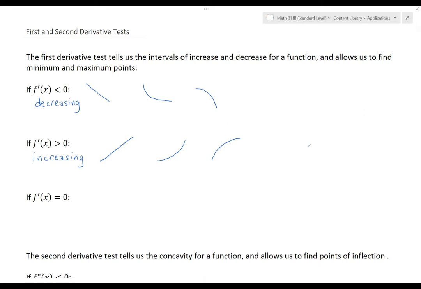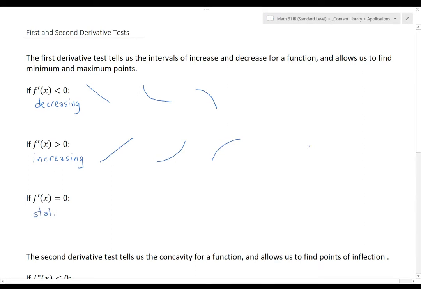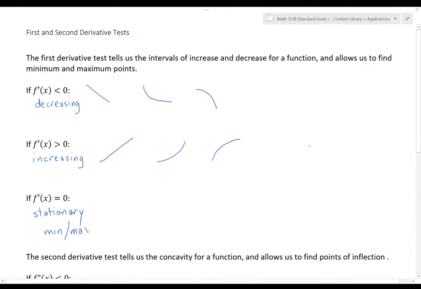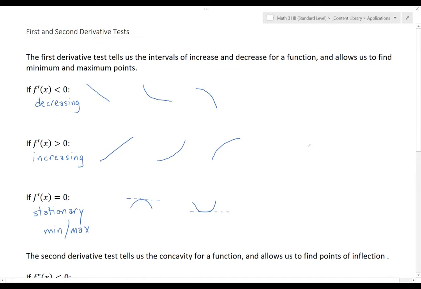And in a place where the derivative is 0, where it crosses between decreasing and increasing, these are called stationary points. It is neither increasing nor decreasing at this point, and normally we would consider this to be a minimum or a maximum. The slope is going to be 0 at that point. Either the function has gone from increasing to decreasing, in which case I generally have a maximum, or it has gone from decreasing to increasing, in which case I normally have a minimum.